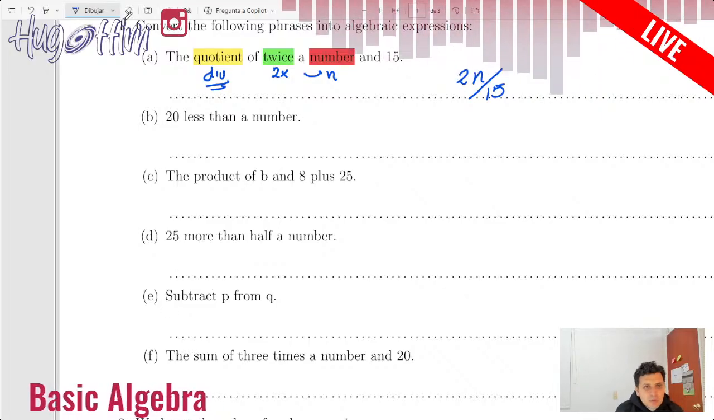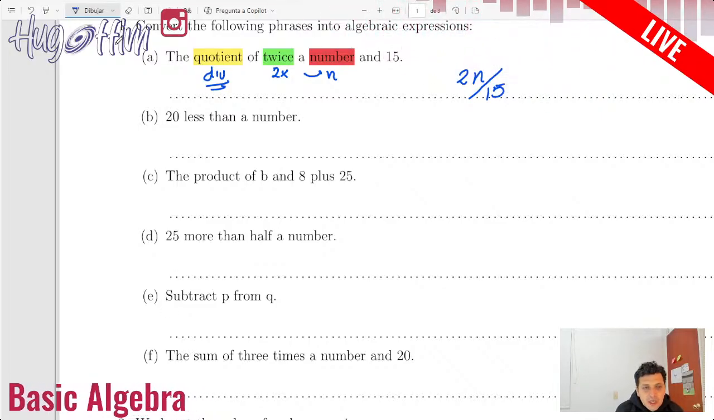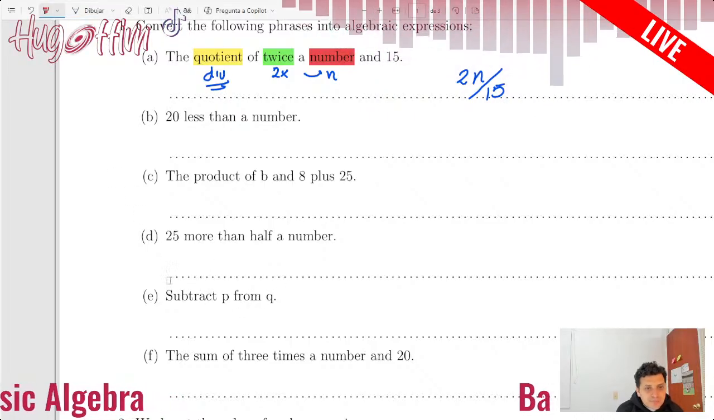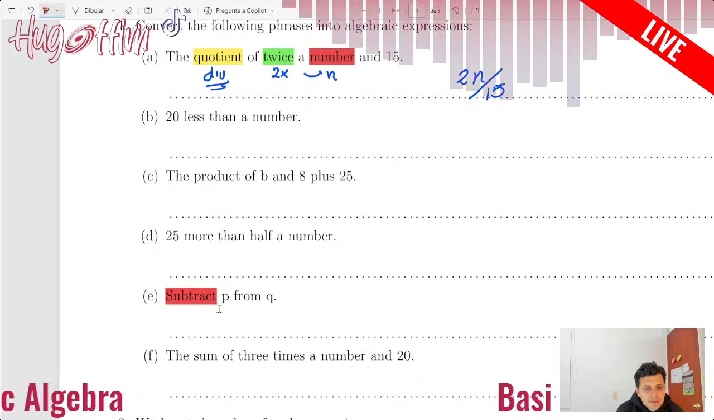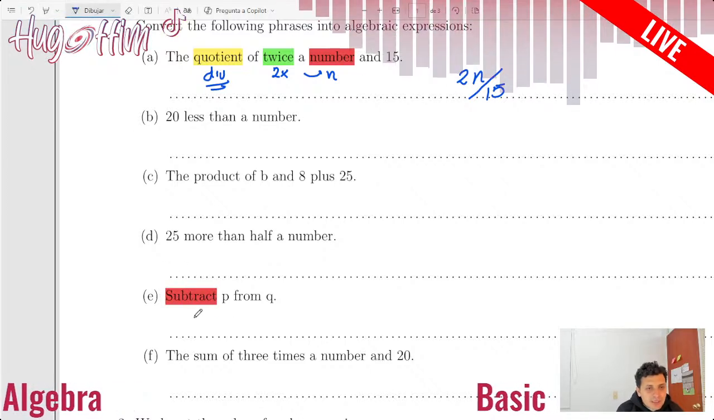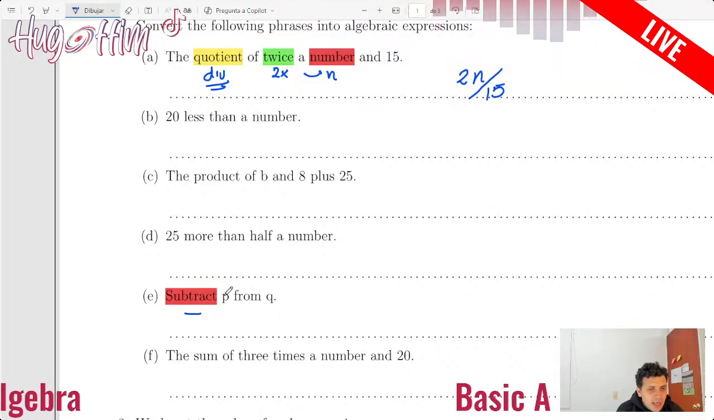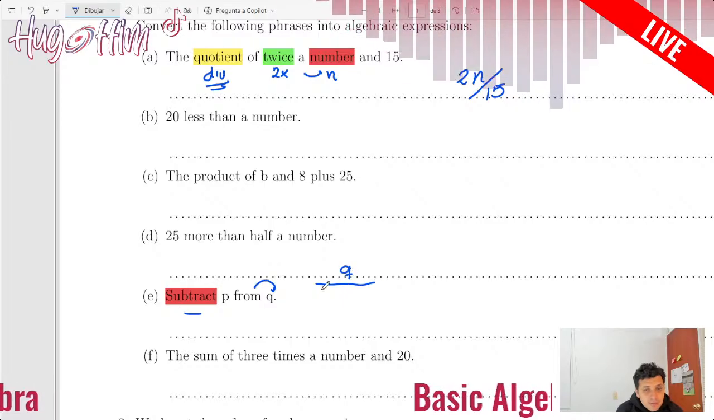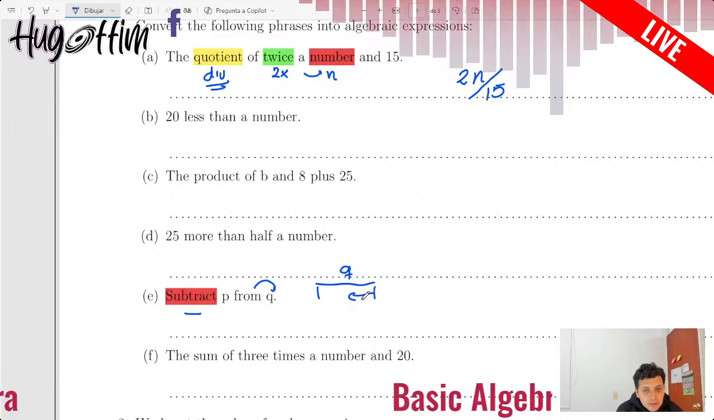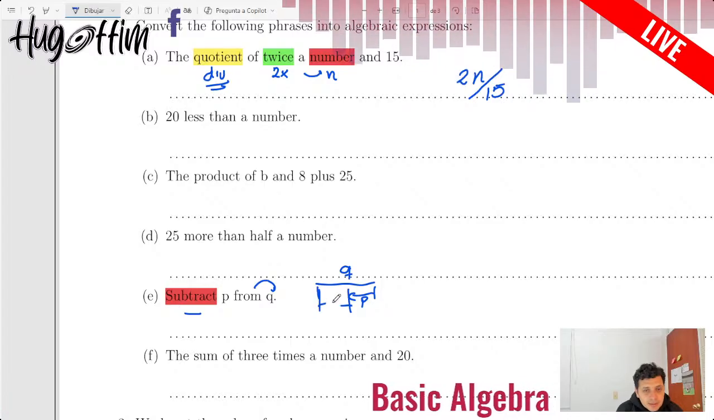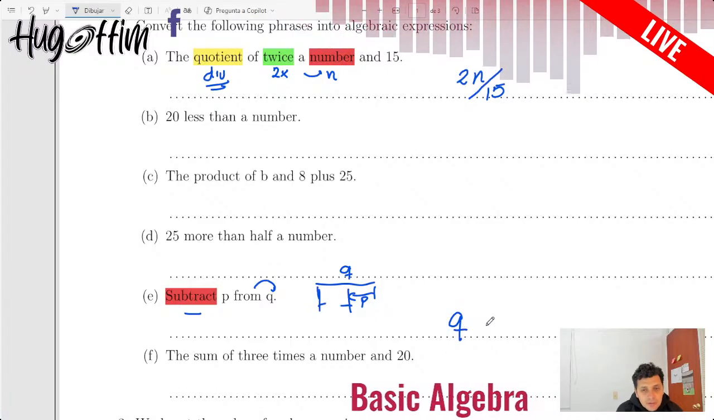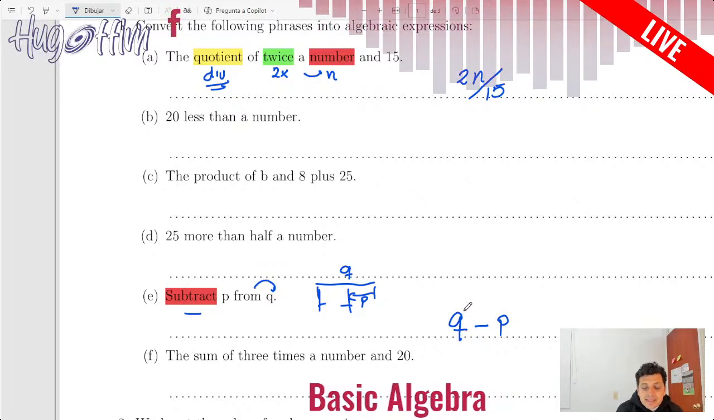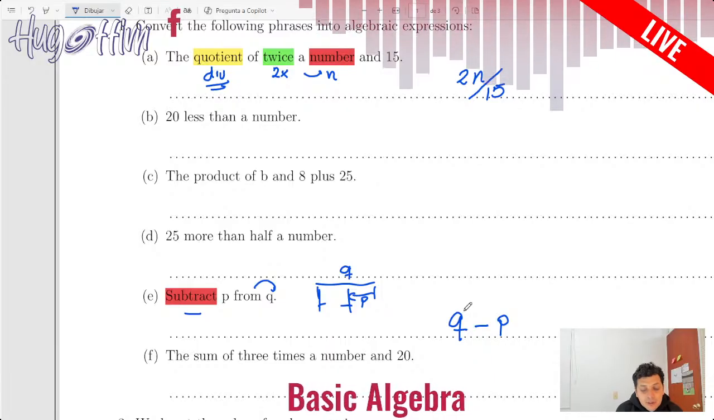Let's see, for example, what happened with question E of this one, that says subtract P from Q. Subtract means subtraction, obviously. P from Q. So I have a number Q, and I'm going to take from this number Q the number P. So this is what I want to get. It's going to be Q minus P in this case. And this is how you can convert any number into algebraic language.